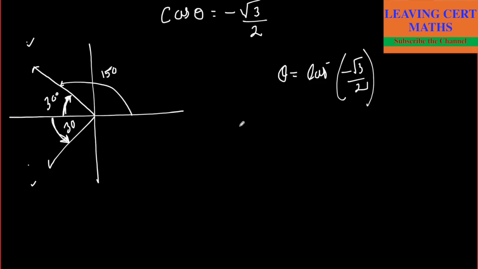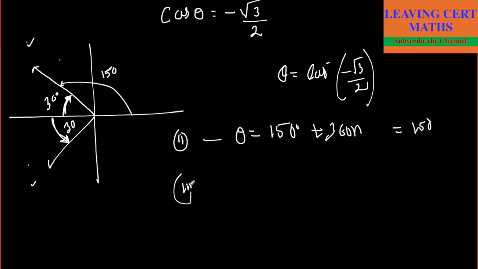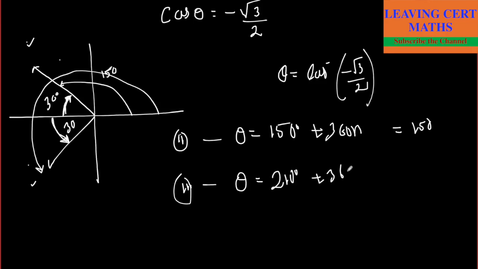Now for the second quadrant, your theta is equal to 150 plus 360n, and the answer is just 150 because you have to put n equal to 0. This is for the second quadrant. And for the third quadrant, this is your complete theta, and that will be 210 degree. 180 plus 30. I'm just writing 360n, but we don't need it, because if you put n equal to 1, it will exceed 360 degree. So your answer is 210 degree.